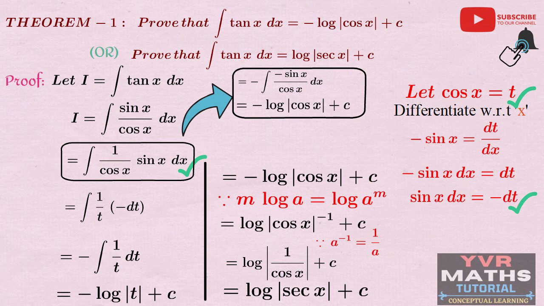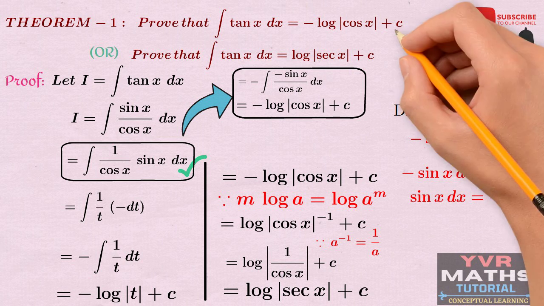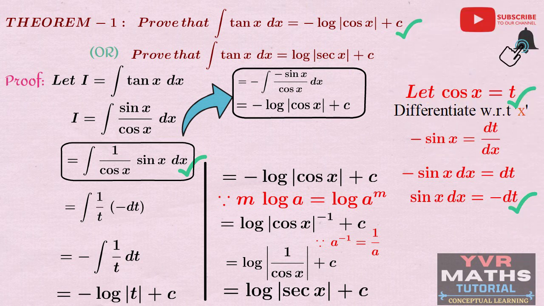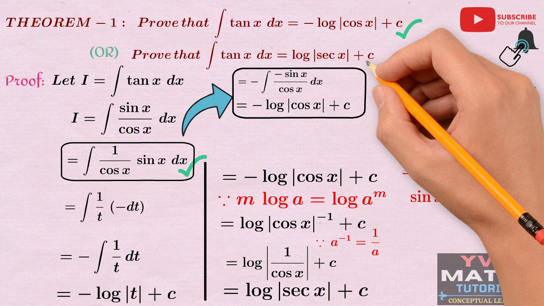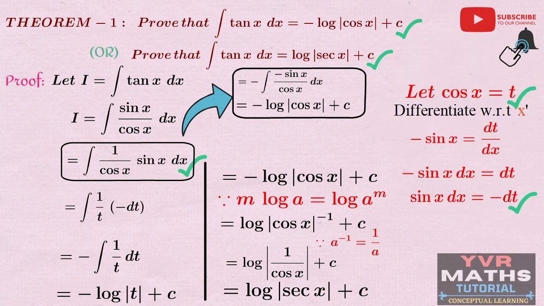So for integral tan x dx, we have two formulas: minus log modulus of cos x plus c, or log modulus of secant x plus c. So while we are solving the problems, we can apply any one of these two formulas. I hope you understand.